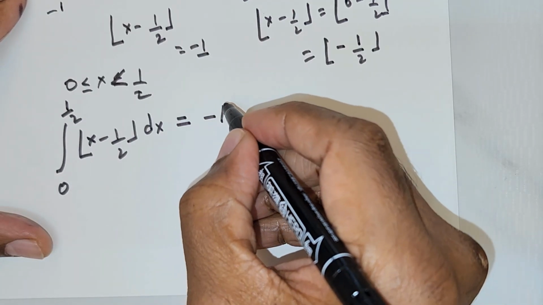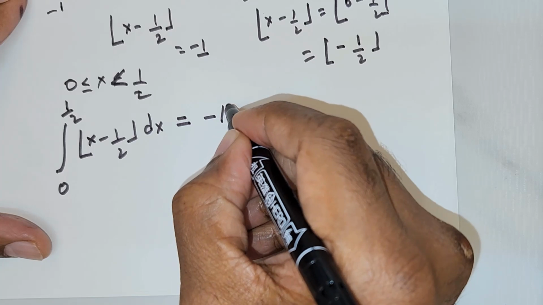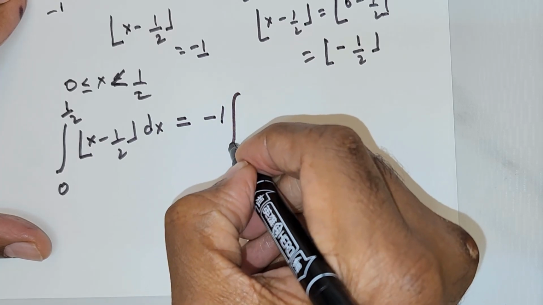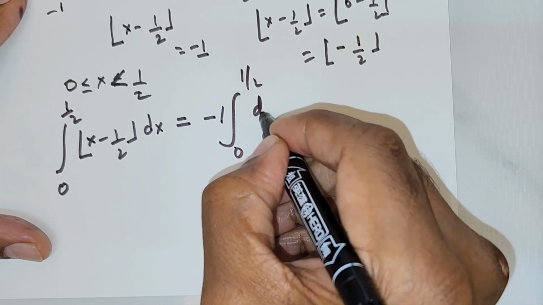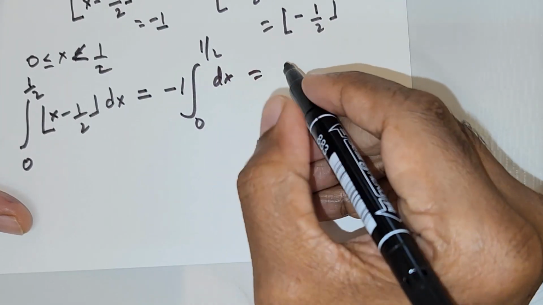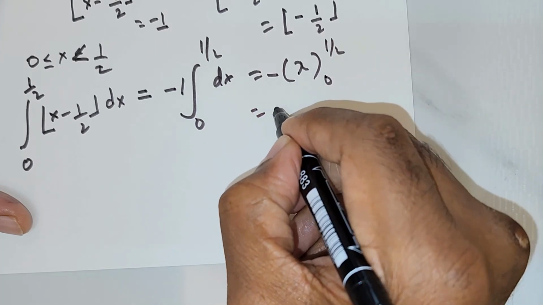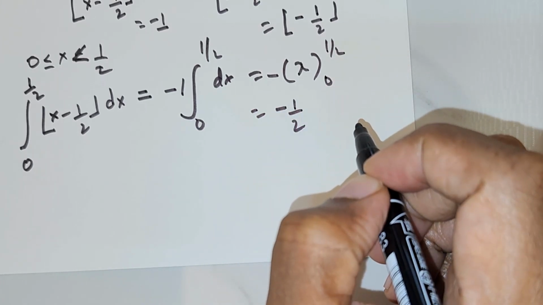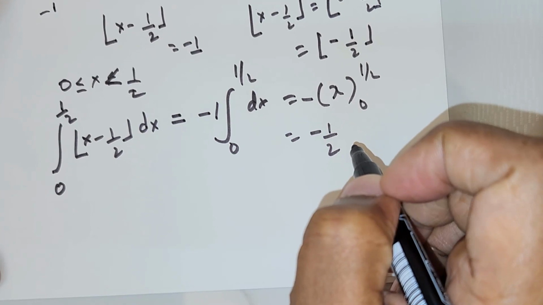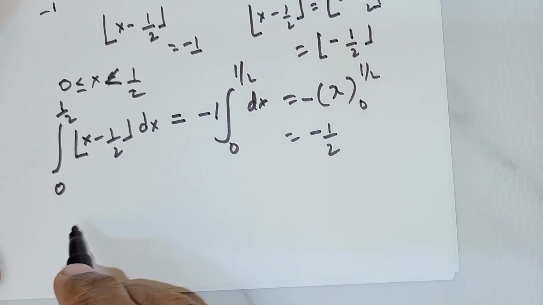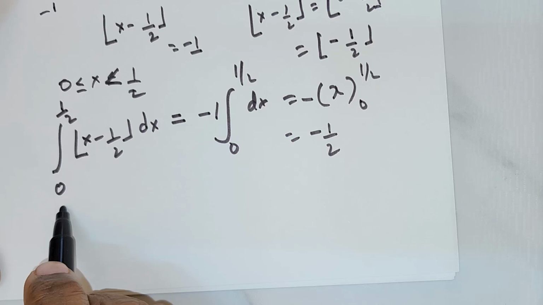So if we integrate, this is going to be negative 1 times the integral from 0 to 1 over 2 of dx, and that would give me x, with limits 0 to 1 over 2, which is going to give me negative 1 over 2. So that's the first value that we have got.